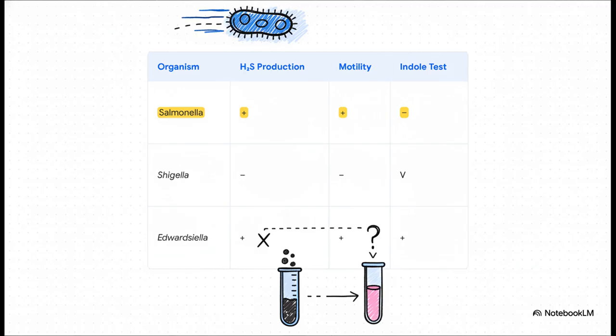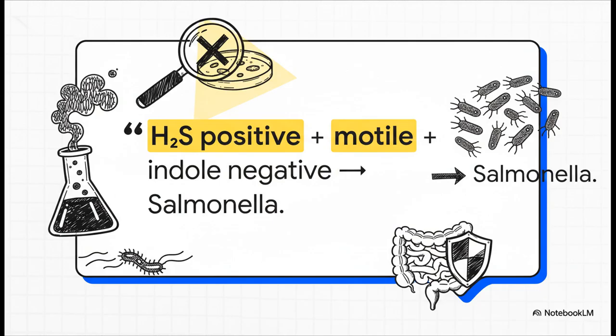All the evidence is pointing hard at one name. And really, it all comes down to this simple formula right here. H2S positive, plus motile, plus indole negative. There's only one culprit that fits that description: Salmonella.